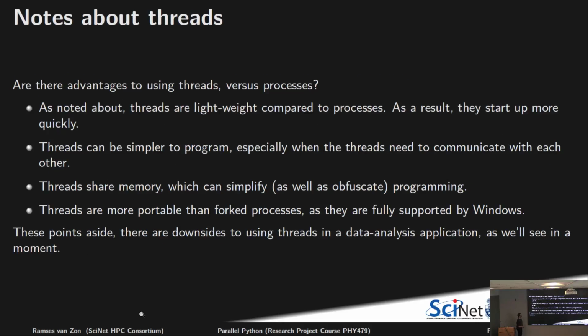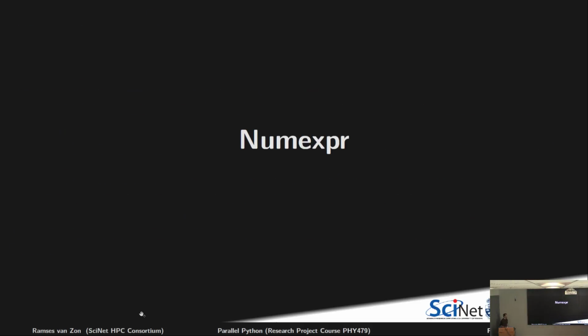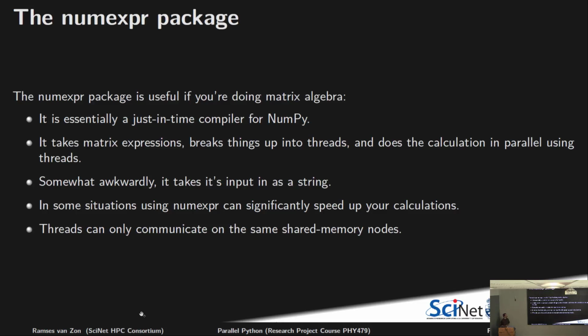So this is saying the same thing. Threads are lightweight, and simpler to program as well because they can count on the memory being shared, and that simplifies a lot of programming. I don't have to explicitly copy things, and they're a little bit more portable than, say, fork processes. So let's look at Numexpr and see how this helps us parallelize our code.